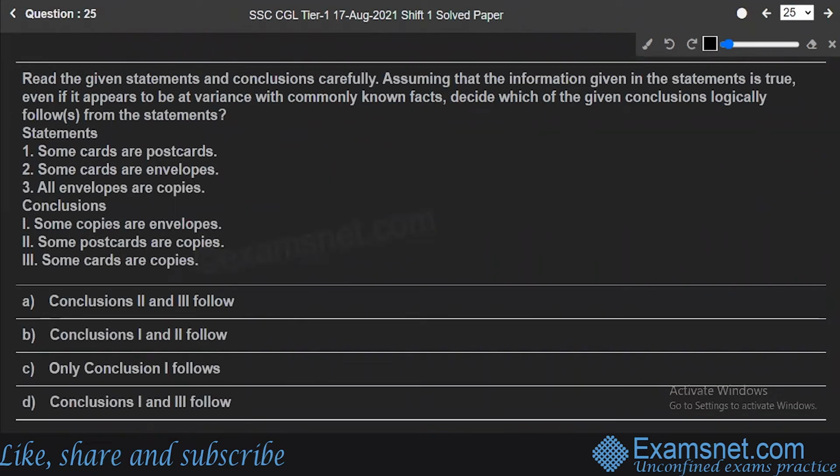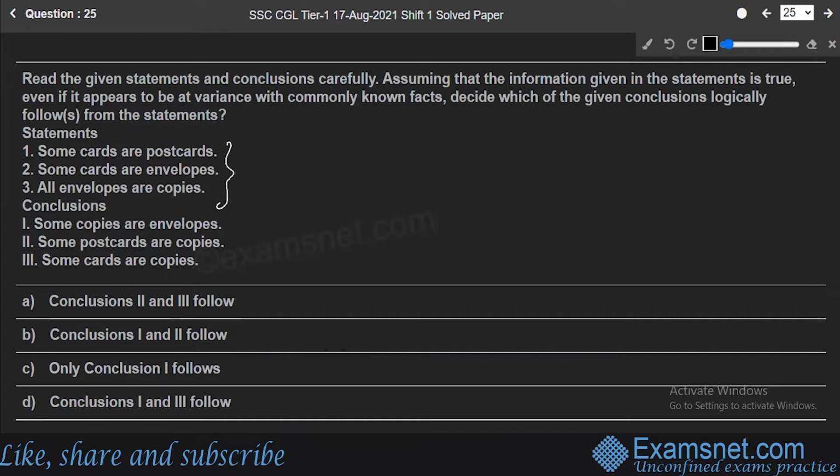So let's start with question number 25. Read the given statements and conclusions carefully, assuming that the information given in the statement is true, even if it appears to be at variance with commonly known facts. Decide which of the following given conclusions logically follow from the statements. And the given statements are: some cards are postcards, some cards are envelopes, all envelopes are copies. What we'll be doing, I'll be using a Venn diagram to illustrate the situation carefully.